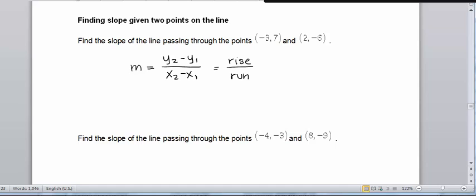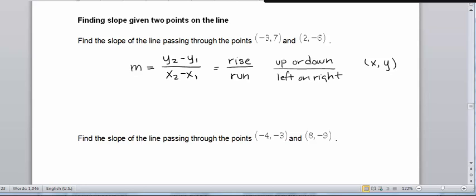And by rise we mean up or down, right? Up or down. And the run is either left or right. Okay, and the points that we're talking about, when we talk about the x and y, remember our coordinate pair is always a pair of numbers, right? Our x and our y. X is the horizontal direction from the origin, and y is the vertical direction from the origin.